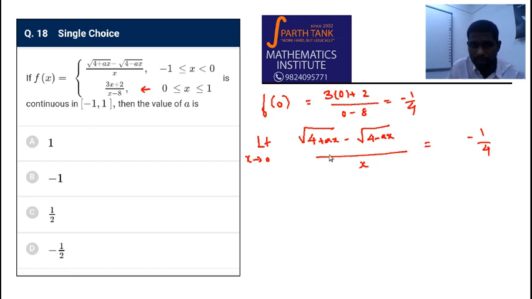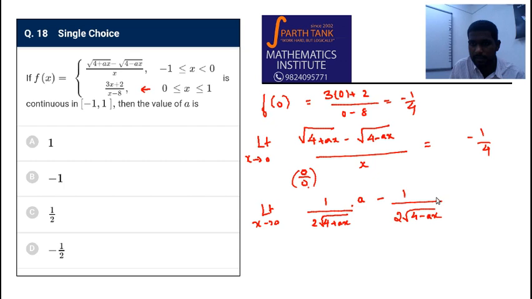So how to find this limit? The easiest is L'Hospital's rule. Differentiate the numerator and differentiate the denominator, because it's a 0 by 0 form. Okay. So if you differentiate the numerator, as x tends to 0, it becomes 1 by 2 root 4 plus ax into a, minus 1 by 2 root 4 minus ax into minus a, by 1.